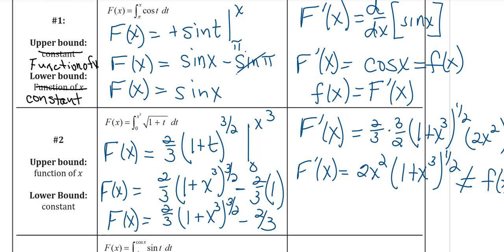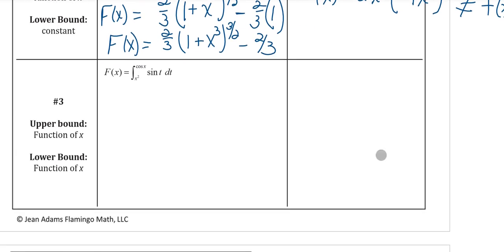So there's where you have the idea that the upper bound is a function of x and the lower bound is a constant, and one time it works and one time it doesn't. So this is a sometimes situation. Okay, so next. Now, what if both the boundaries are functions of x?